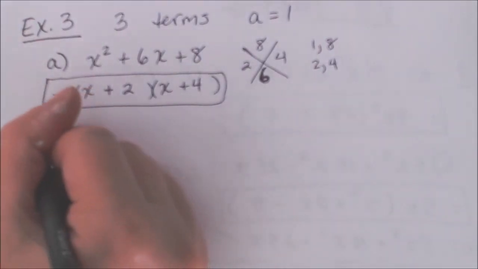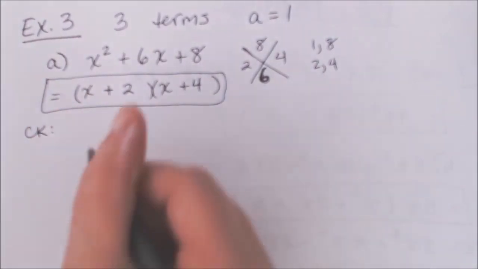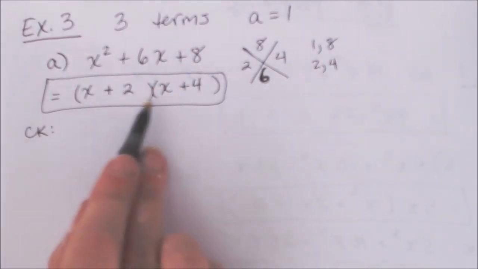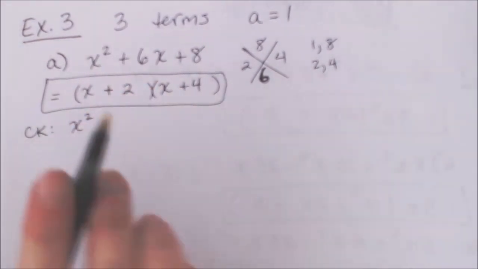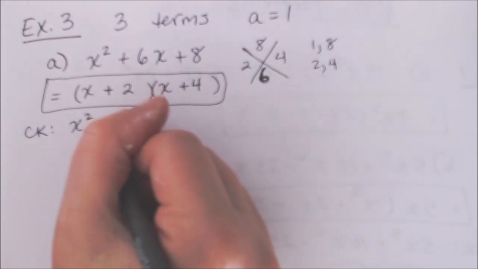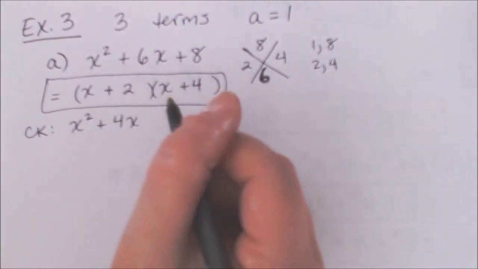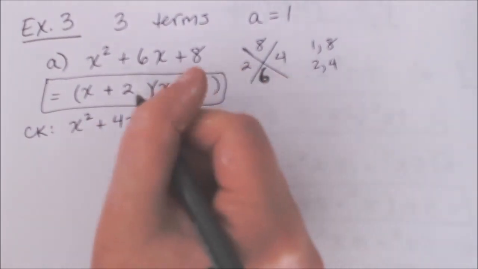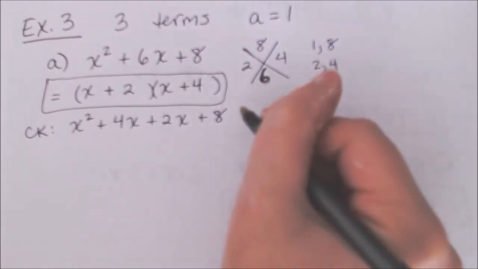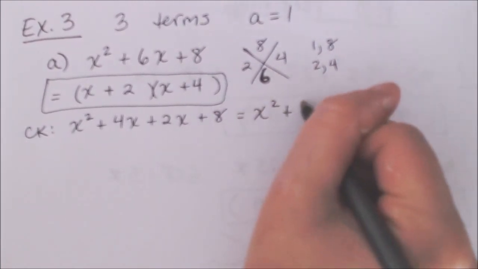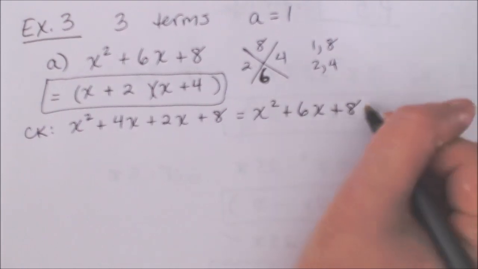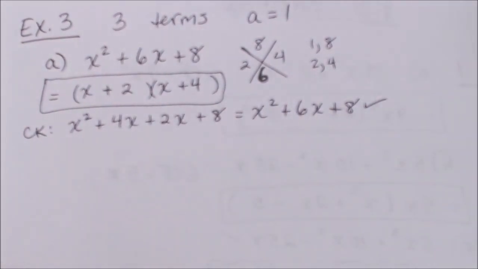We could always check it if we wanted to by multiplying it back out. Remember the FOIL method? So if we did the first terms, we would have x squared. The outer terms, we would have 4x. The inner terms, we would have 2x. And then the last terms, we would have 8. And of course, if we combine like terms, that would give us back what we started with. So we know we factored it correctly.